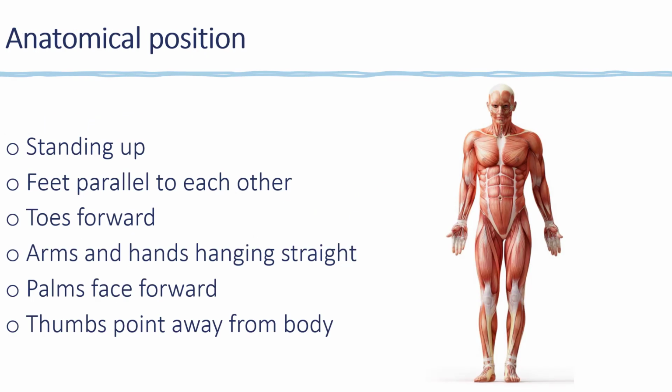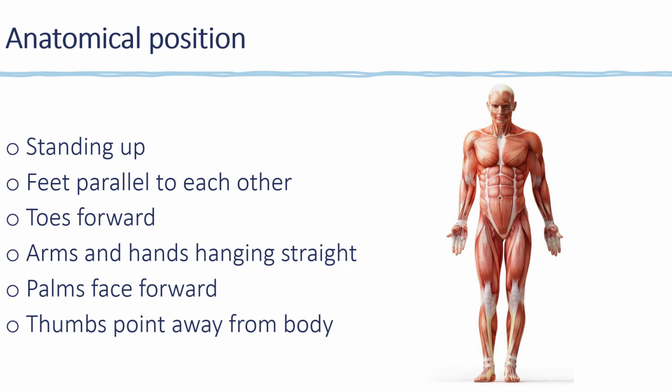Now, in order to communicate specific information about human movement, we need specialized terminology that precisely identifies these different body positions and directions. And the anatomical position is really the starting position or the reference point for all of these movements.